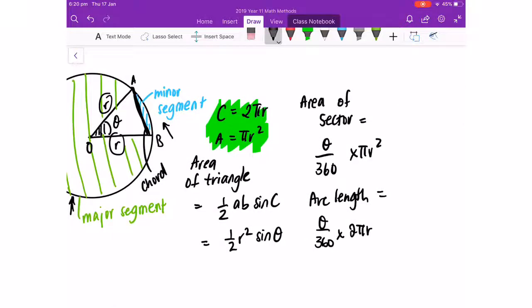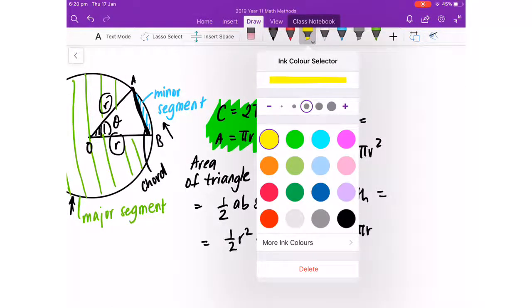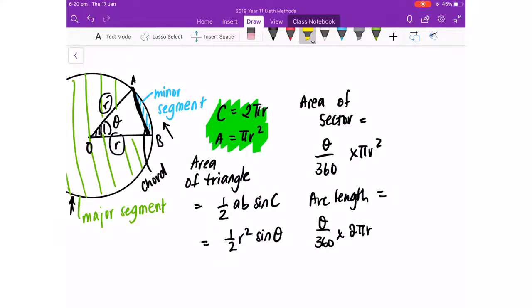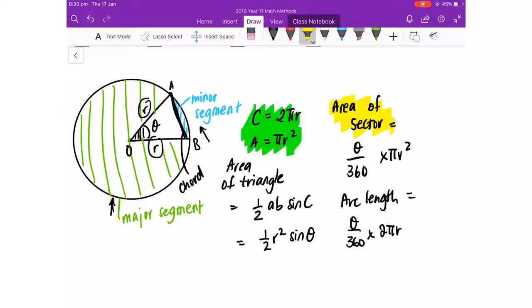Then I'm going to skip the area of a triangle for a second, and look here at the area of a sector and the arc length. The area of a sector is referring to the inside part, like the major or minor part. If I go grey, this part here, that's what I'm referring to as a sector, which includes that minor segment on the top there. So that's on the arc length, not on the chord.